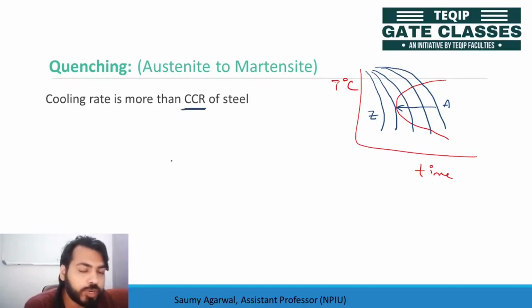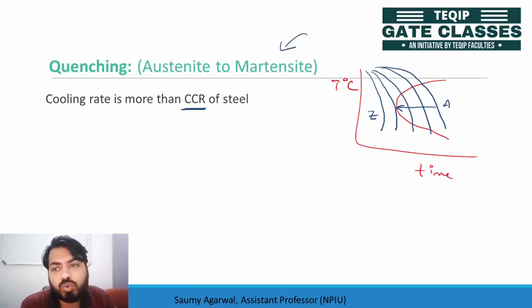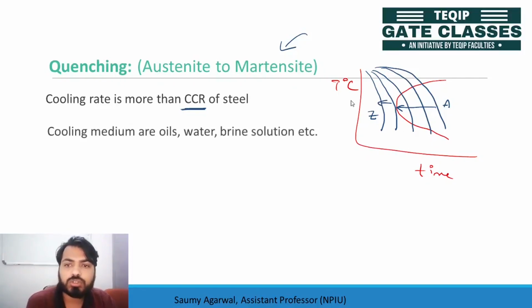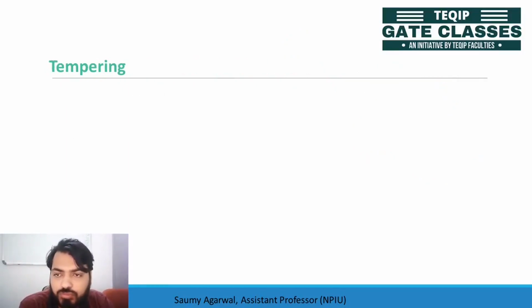So in order to produce martensite, the cooling rate has to be more than the CCR, which means it has to lie in this region, away from the nose, near to your Z. So what are the cooling mediums? We have oil, we have water, and we have brine solution. Brine solution is nothing but water plus NaCl, salty water you can say.